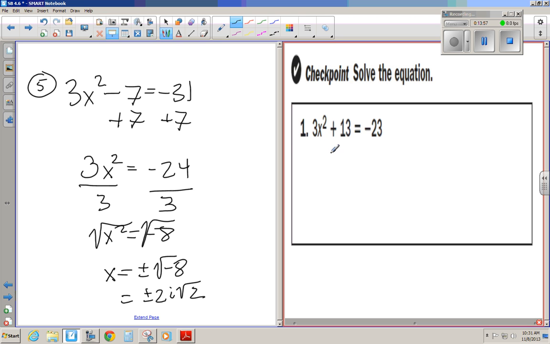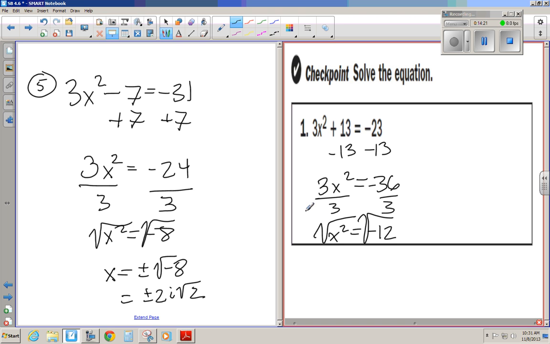All right, here's another one. Looks a lot like this. This time we're going to minus 13. And actually, you should pause the video and try it on your own. But if you don't want to, we're going to continue. 3x squared equals negative 36. x squared equals negative 12. So you square root both sides to get the variable all alone. And you get plus or minus the square root of negative 12.